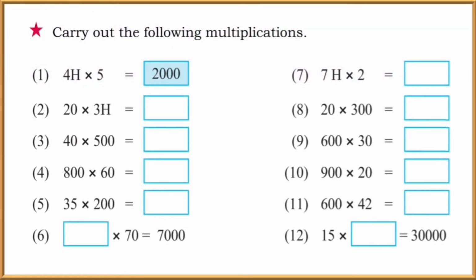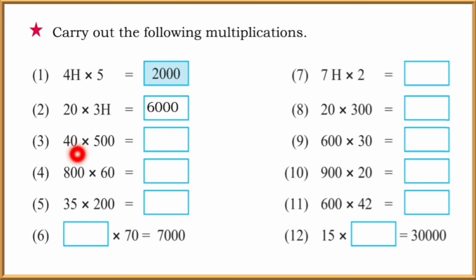नाव कॅरी आउट द फॉलोइंग मल्टिप्लिकेशन्स. 4h multiplied by 5. सो 5 4s are 20 आणि h म्हणजे 2 zeros. सो 20 नंतर 2 zeros, that is 2000. Now 20 multiplied by 3h. So 3 2s are 6, right? आणि या 20 मधील 1 झिरो आपण राईट करणार 6 नंतर आणि h म्हणजेच 2 zeros. सो 2 zeros, that is 6,000.